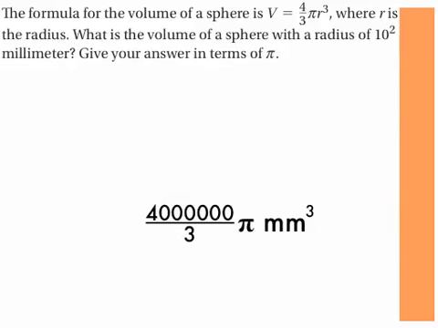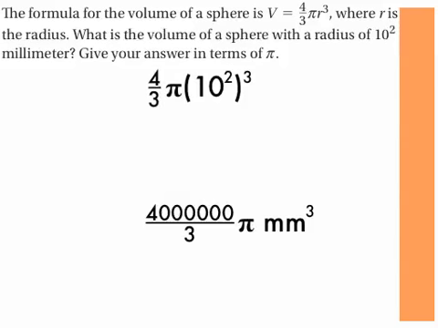This next example says the formula for volume of a sphere is V equals 4 over 3 pi r cubed, where r is the radius. What is the volume of a sphere with a radius of 10 squared millimeters? Give your answer in terms of pi.